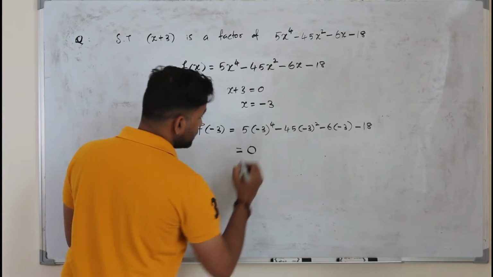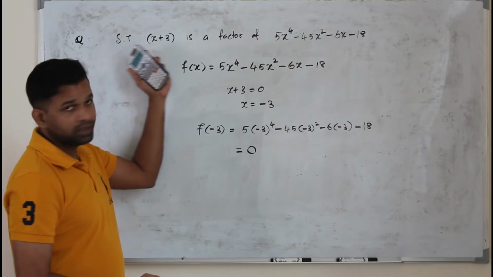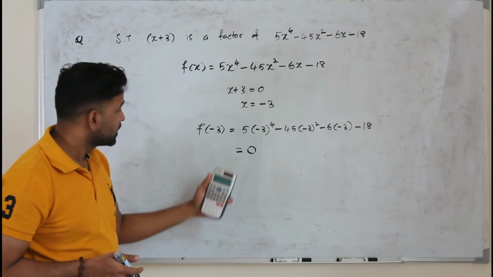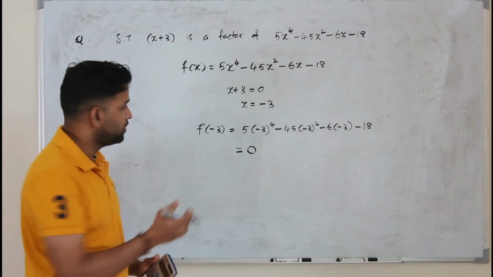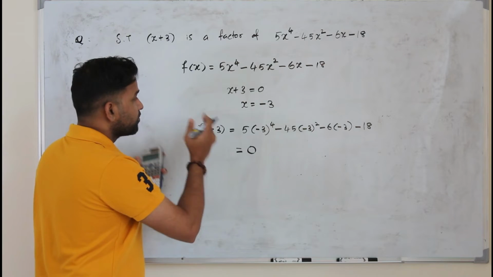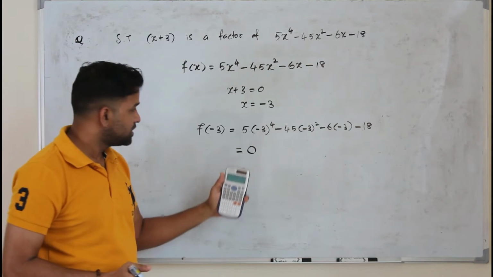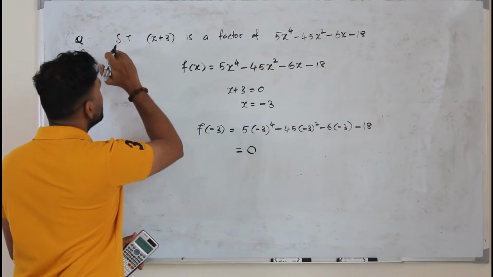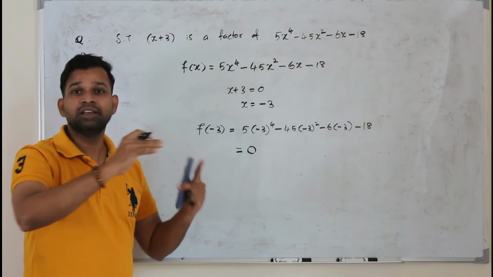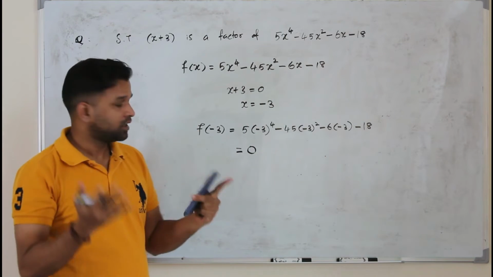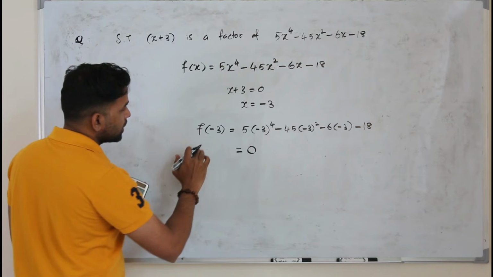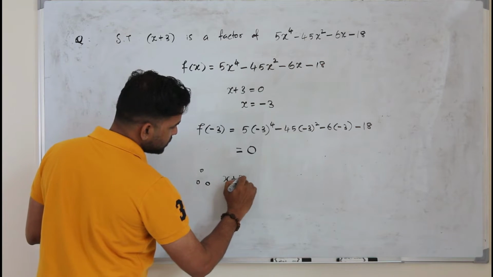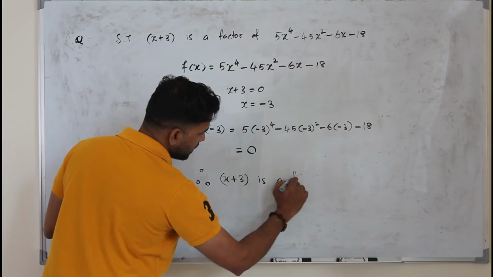It should be 0 because they already say show that. If the question is verify whether x plus 3 is a factor, you might get 0 or some other value. If it is 0, say that x plus 3 is a factor. If it is not 0, just mention there x plus 3 is not a factor. But in this case, they say show that x plus 3 is a factor, so x plus 3 is a factor already. You just need to use factor theorem to prove that. So f of minus 3 is 0. Therefore, x plus 3 is a factor.